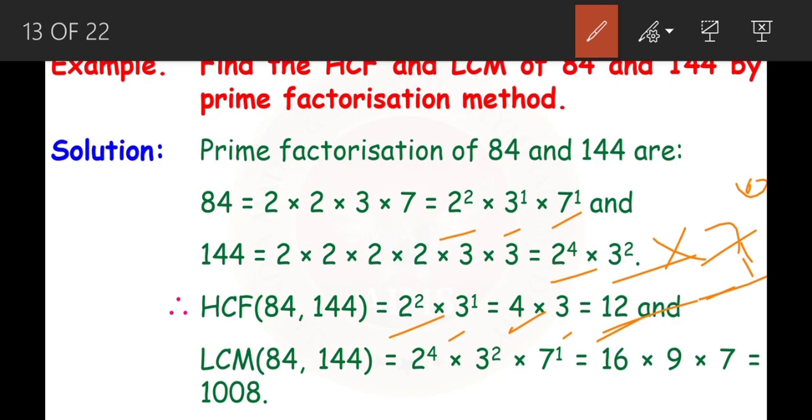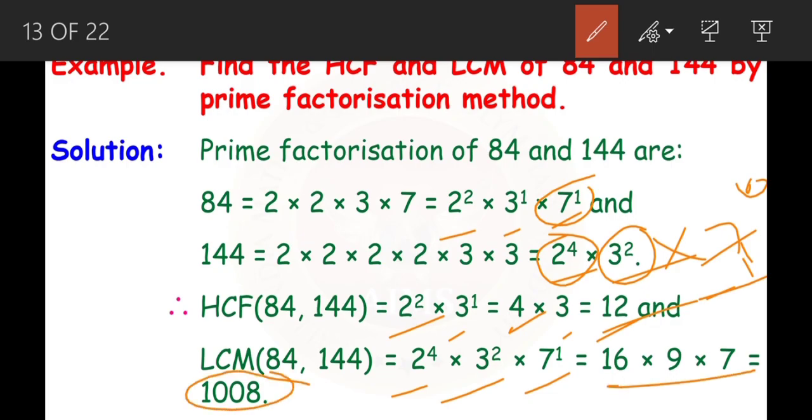In the same way, for the LCM, what do we have to do? We have to take the greater exponent. 2 power 4 is the greatest, 3 square is the greatest, 7 power 1 is the greatest. If we multiply, what will we get? 1008. According to the relationship, here the HCF is 12.